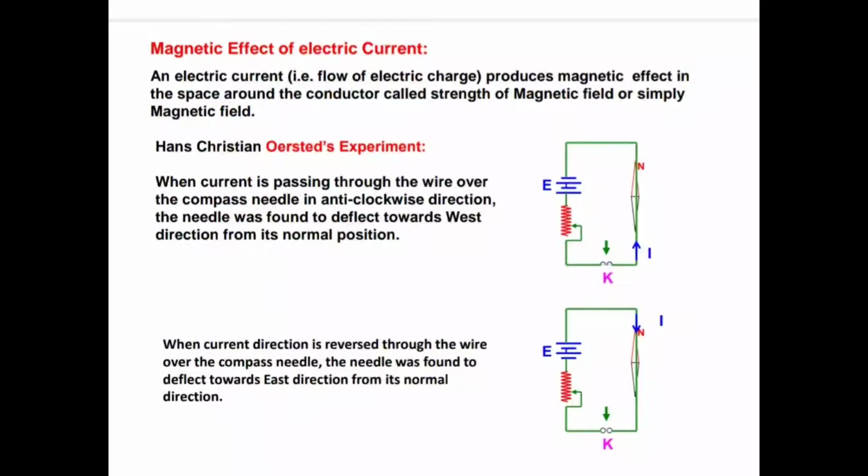Today we are going to discuss the magnetic effect of electric current. We will come to know in this video how the current passing through a wire can produce a magnetic field and can even make a needle move in one direction and in another direction. Let's see what will happen here.